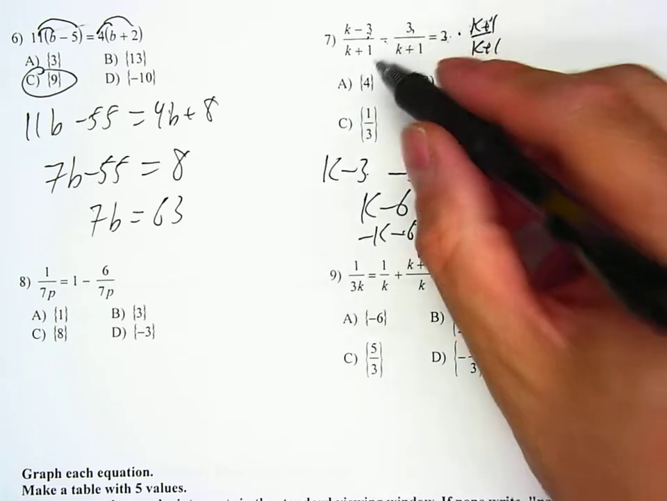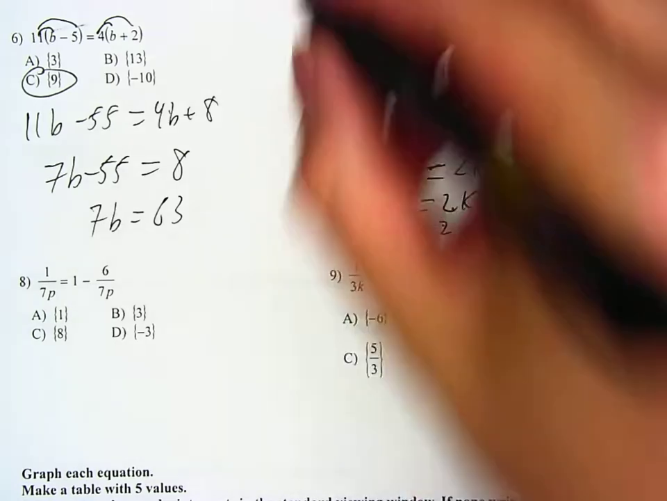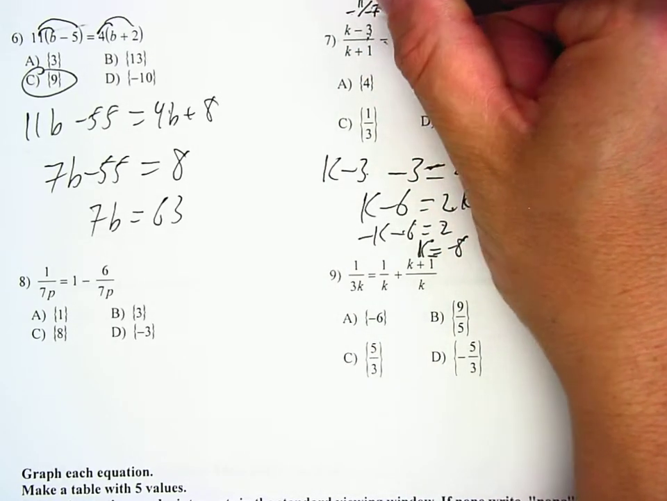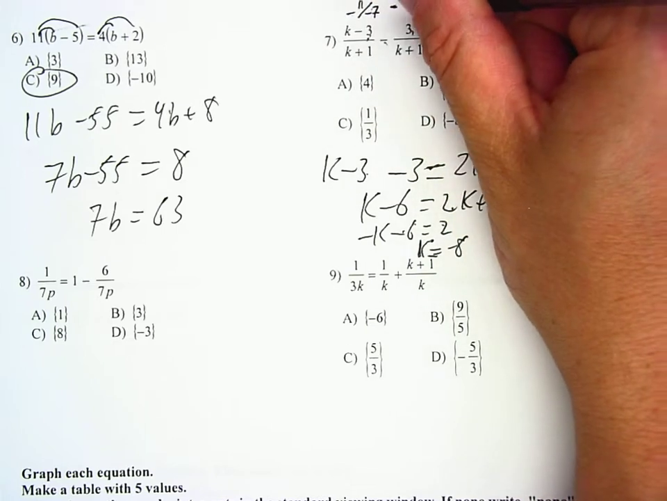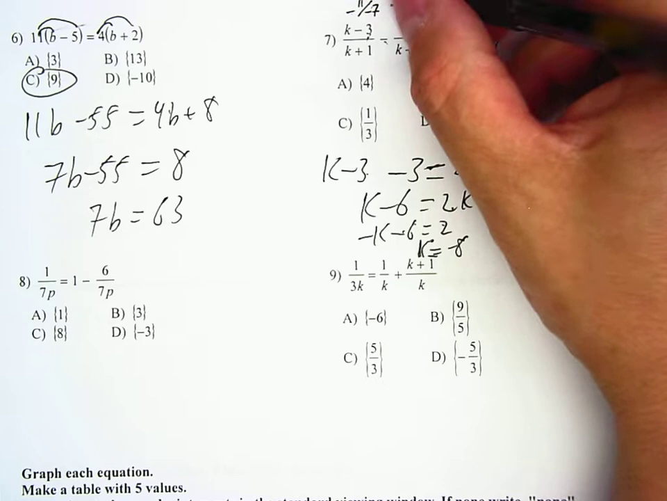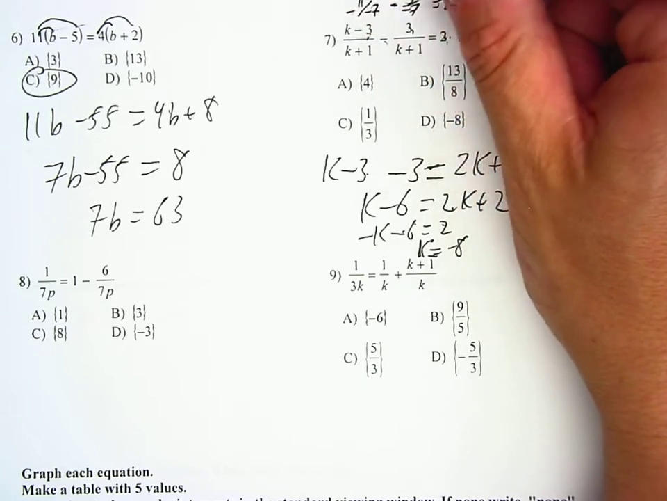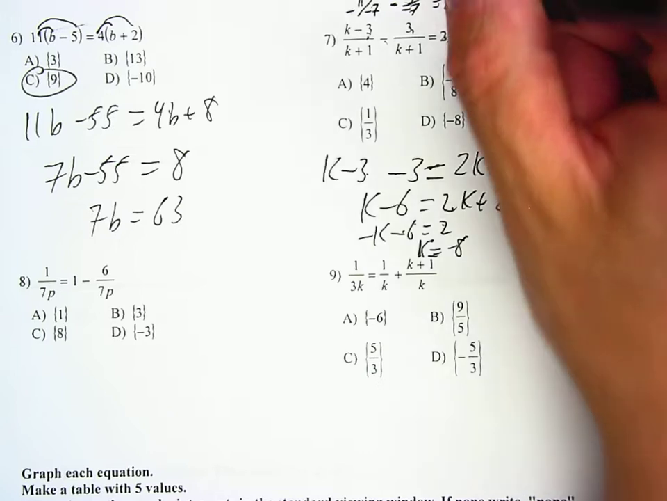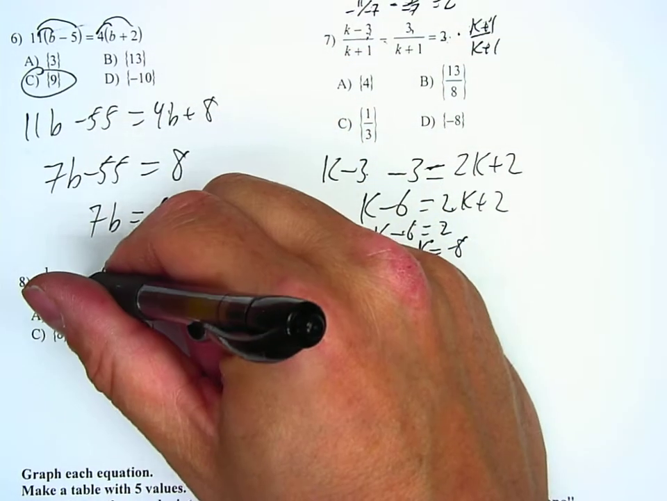So if I put negative 8 in for k, this would be negative 11 divided by negative 7 minus 3 divided by negative 7 equals 2. And that is true because negative 11 minus 3 is negative 14 divided by 7, which is 2. All right. Similar concept here.